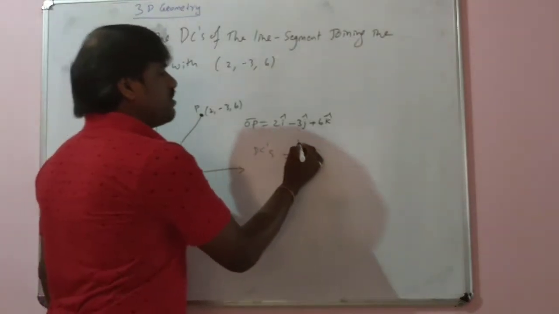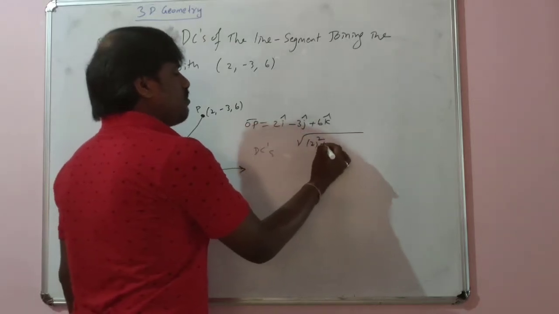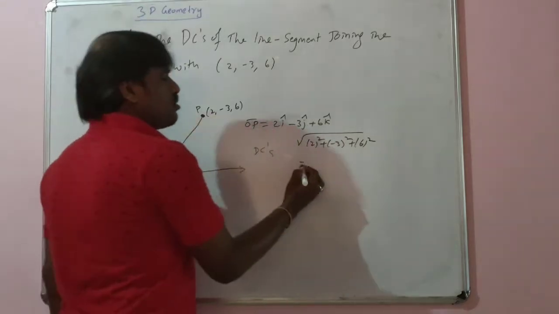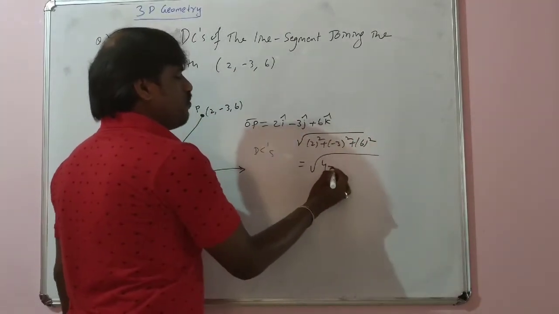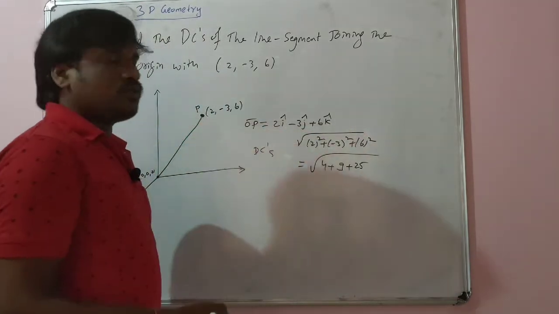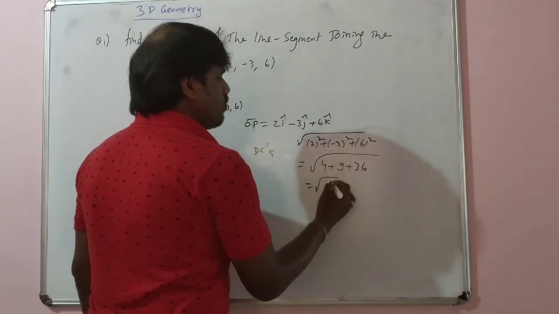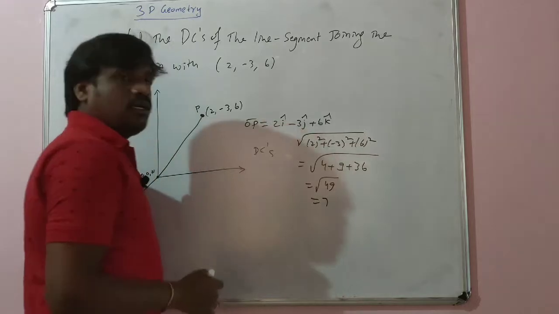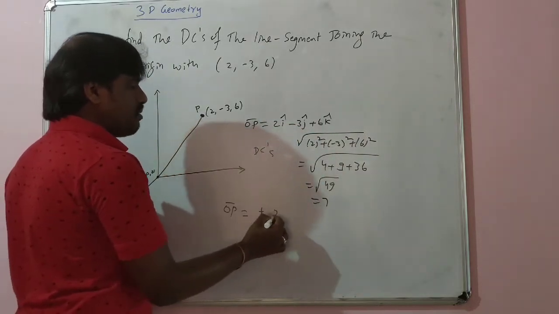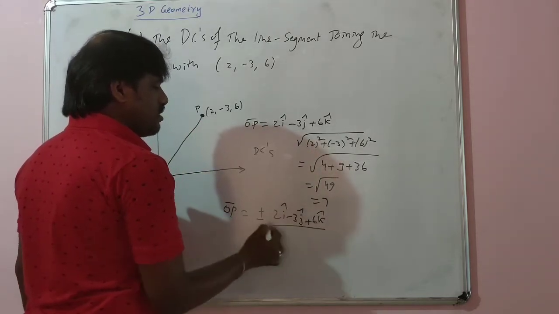So what is the magnitude of this? It is the square root of 2 square plus minus 3 square plus 6 square, because I am making this vector a unit vector. 2 square is 4, plus 3 square is 9, plus 6 square is 36. So I get the square root of 49, which is equal to 7. So the OP unit vector will be plus or minus (2i minus 3j plus 6k cap) divided by 7.